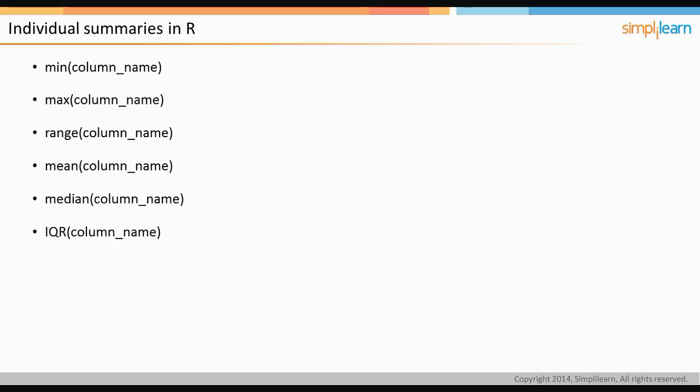IQR to get the interquartile range of the data. That is, the difference between the first and third quartiles. sd to get the standard deviation. var to get the variance.